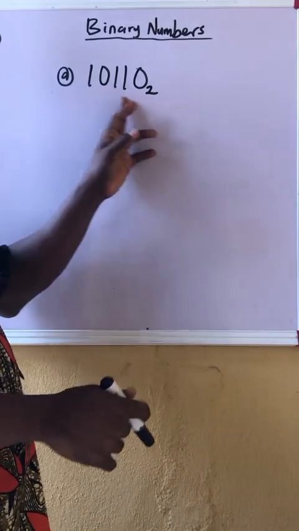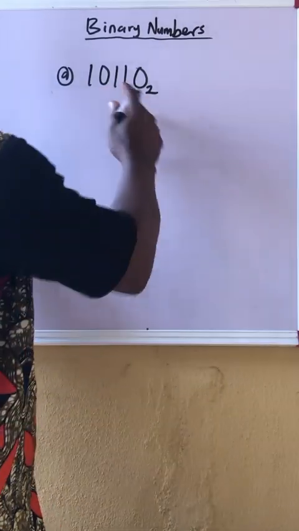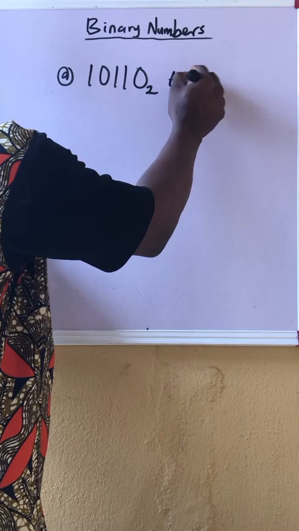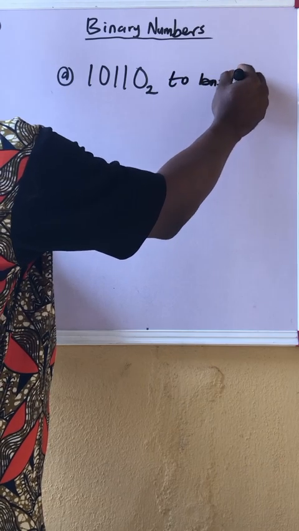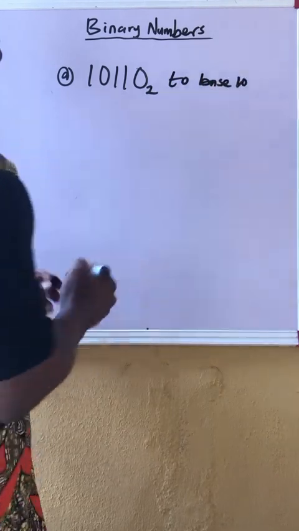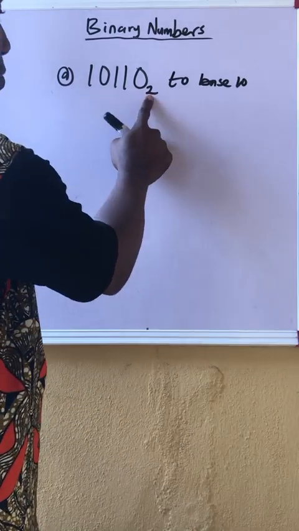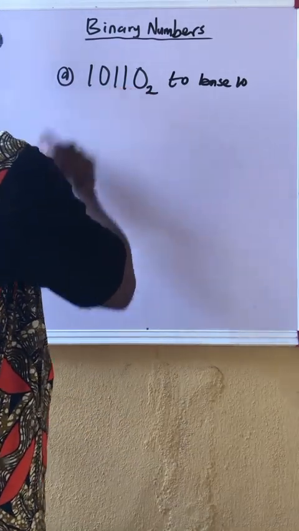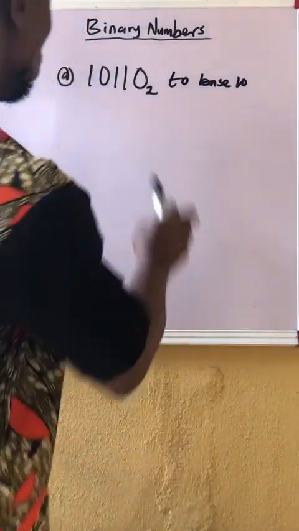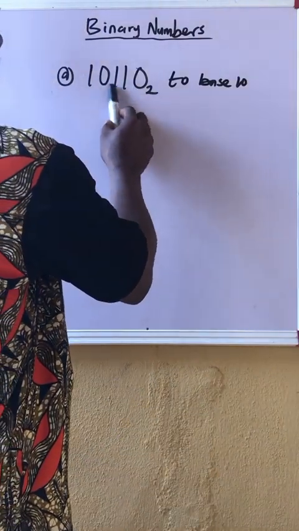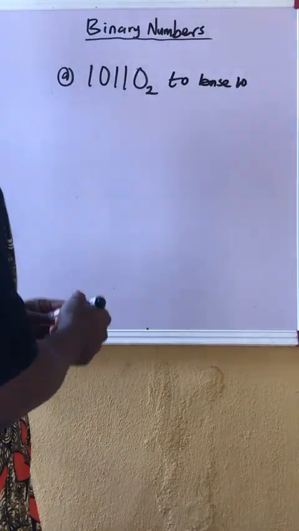10110. This is in base 2, and we are asked to convert this to base 10. If you are converting this to base 10, it's very simple. It means you are going to use this 2 to multiply every number right here. Are you following? So let's use this 2 to multiply everything here. So what are we going to do?